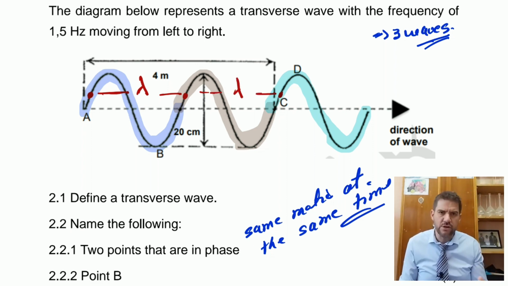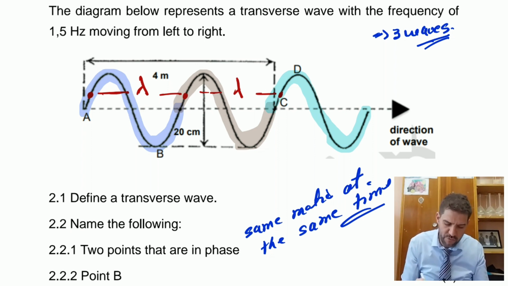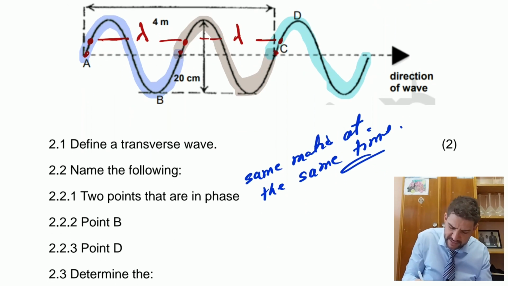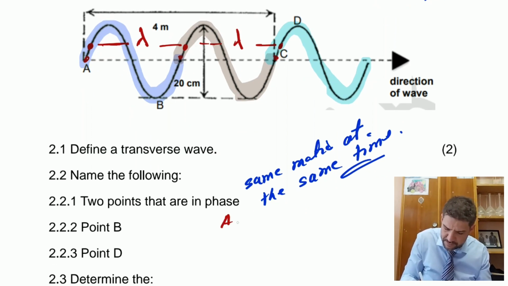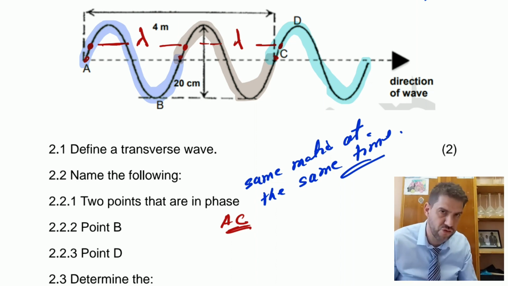So, what 2 points are in phase in this specific graph? Note that points in phase have the same motion at the same time. For instance, if they move both up and both down at the same time, this is out of phase, but if they do this motion, this is in phase. If we look here, we have points A and C, which are separated by 2 wavelengths. From A to C, there's one wavelength, and there's the second wavelength. So the points in phase in this case are A and C. Those 2 points have the same motion at the same time.